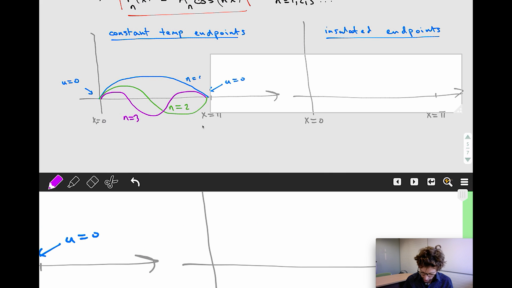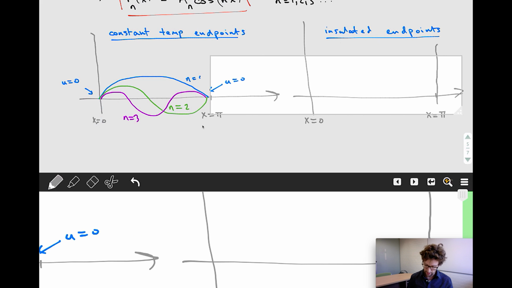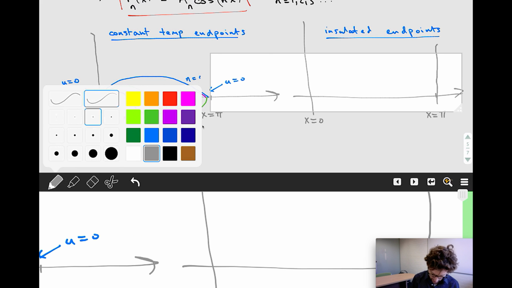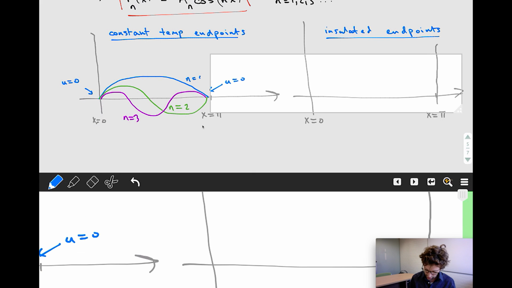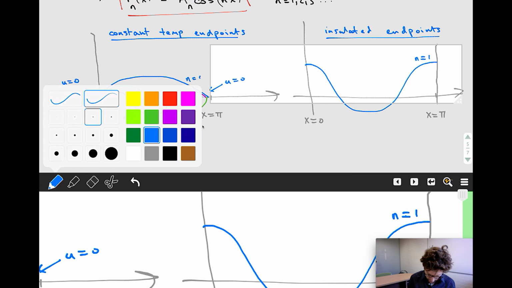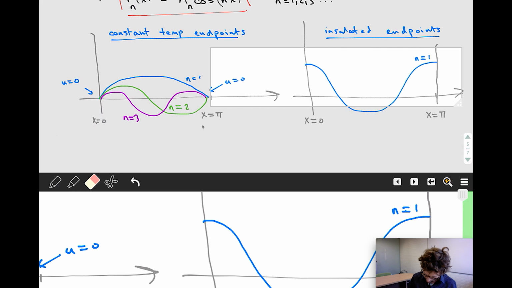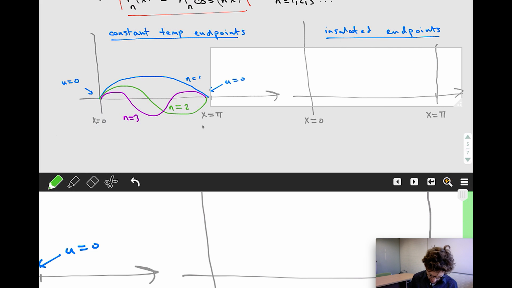On the other hand, we can also look at what would happen when we have insulated boundary conditions. And remember that insulated boundary conditions correspond to there being zero slope at the boundaries. We found that the solutions look like cosines, so that would correspond to a function that looks like that. That's a cosine, so that's n is equal to 1. Or we could have n is equal to 2, which might look something like this.